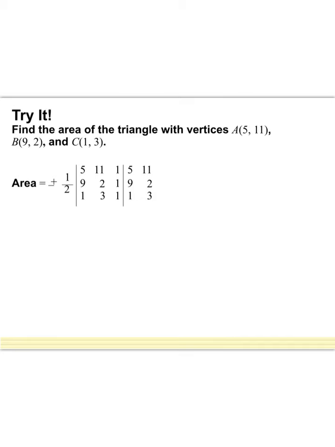Okay, here's one I would like you to try. I already plugged in your x1, y1, x2, y2, all of those, and I even rewrote the first and second columns for you, so everything is set up. You just need to find the determinant and multiply by a positive or negative 1/2. So pause the video and good luck.